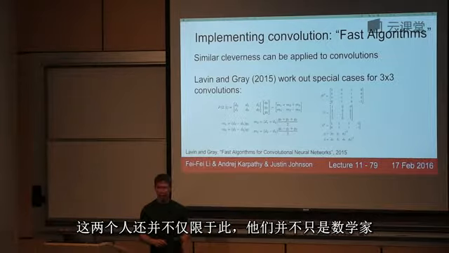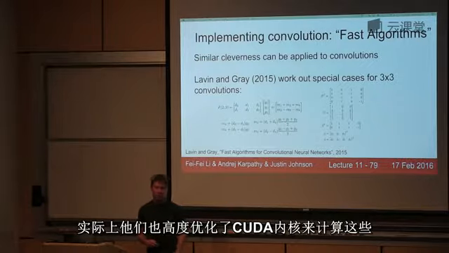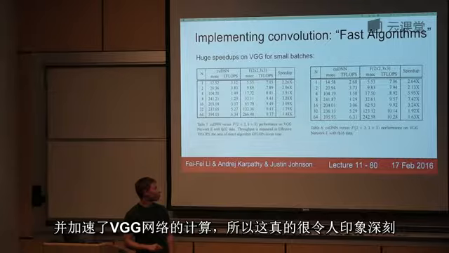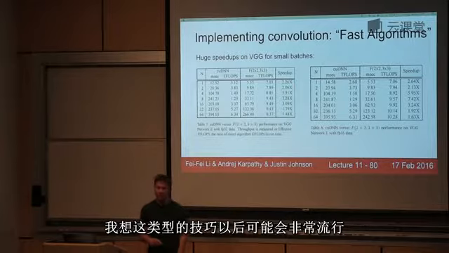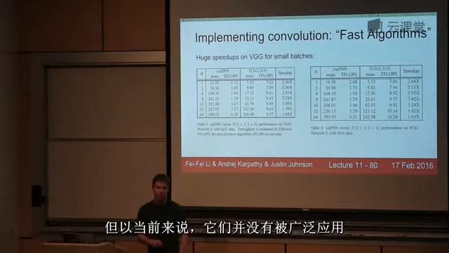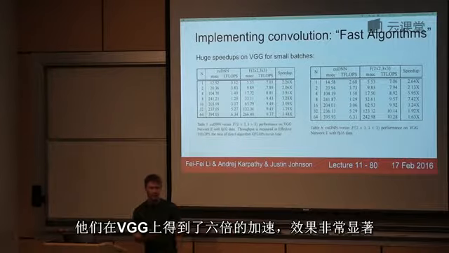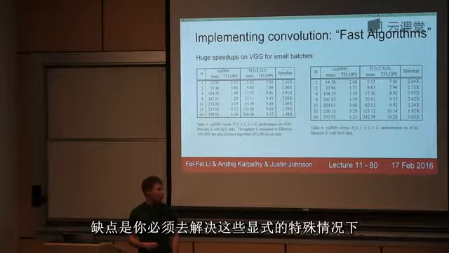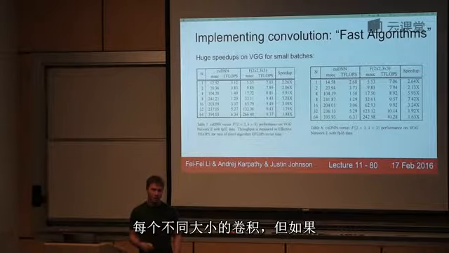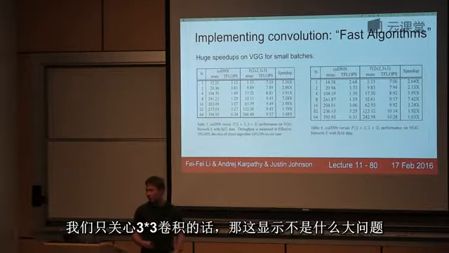These guys are really intense, and they're not just mathematicians. They also wrote highly optimized CUDA kernels to compute these things, and were able to speed up VGG by a factor of 2. That's really impressive. I think this type of trick might become pretty popular in the future, but for the time being, it's not very widely used. But these numbers are crazy. Especially for small batch sizes, they're getting a 6x speedup on VGG. I think it's a really cool method. The downside is that you have to work out these explicit special cases for each different size of convolution. But maybe if we only care about 3x3 convolutions, that's not such a big deal.